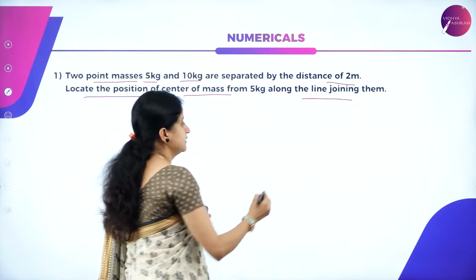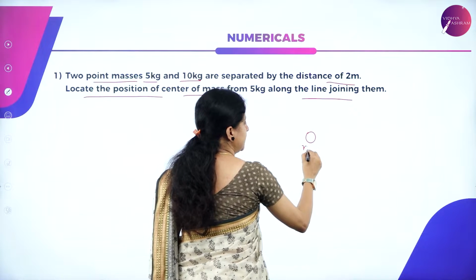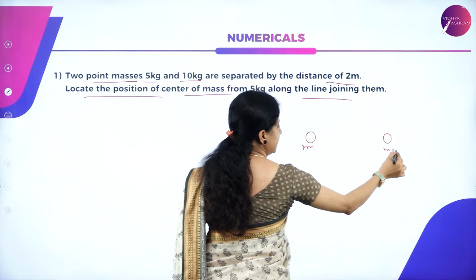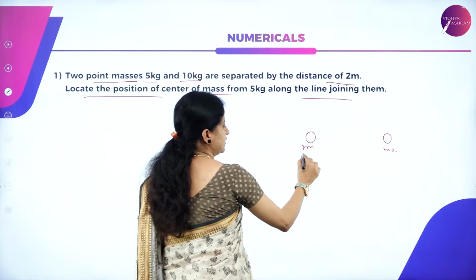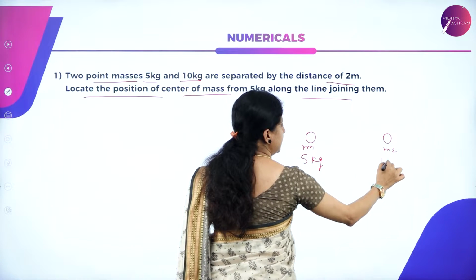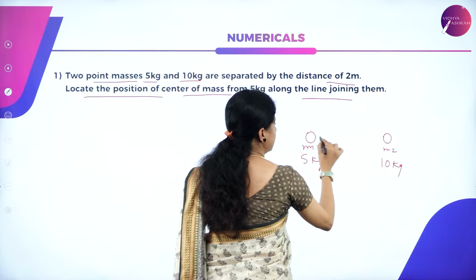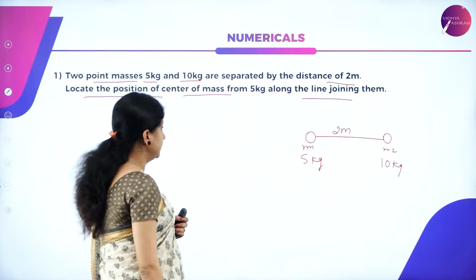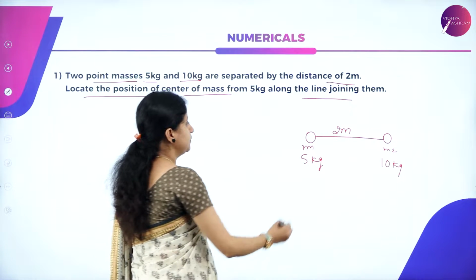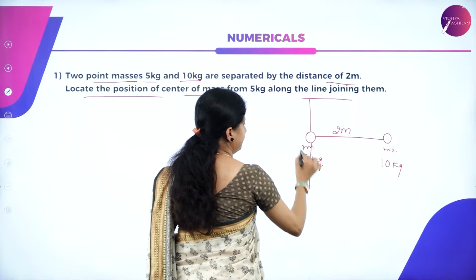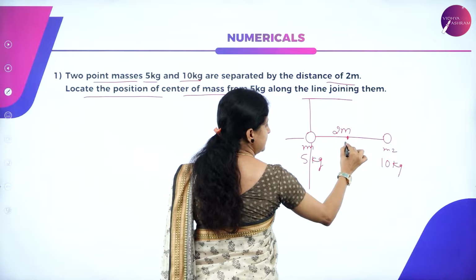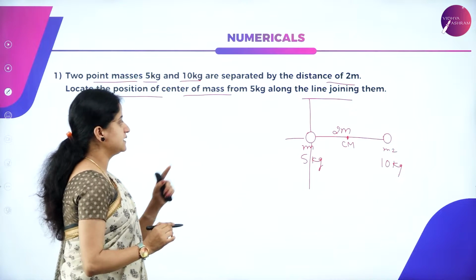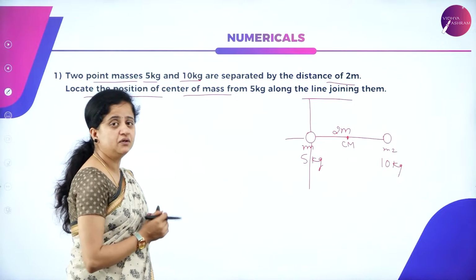So let us write a pictorial representation. We have masses 5 kg and 10 kg. I will take it as M1 and M2. Say for example, this is 5 kg and it is 10 kg. Now they are separated by a distance of 2 meter. So here we have to locate the position of center of mass. Say for example, center of mass lies here. What is the position? At what distance does it lie? We have to find it.